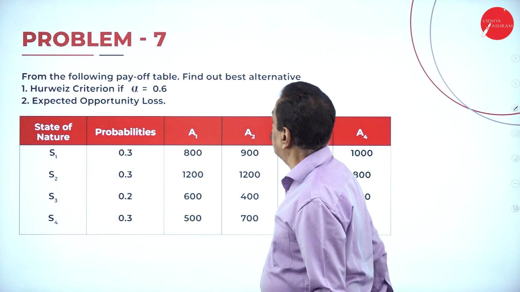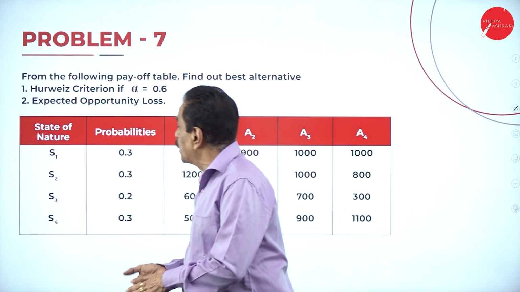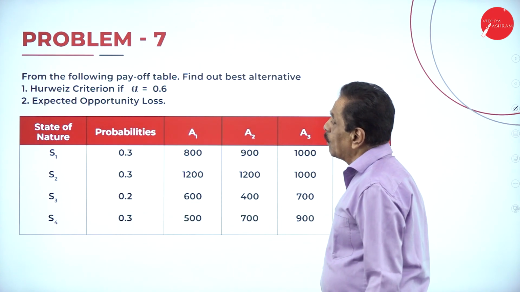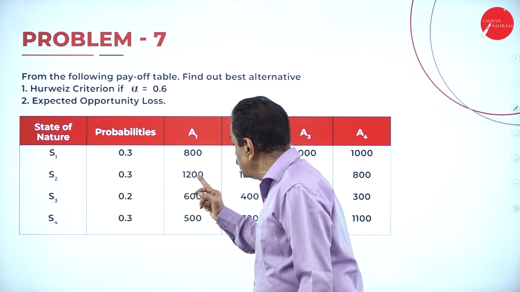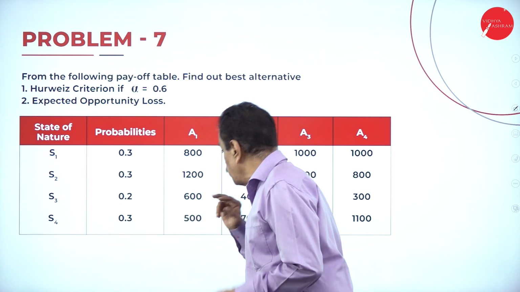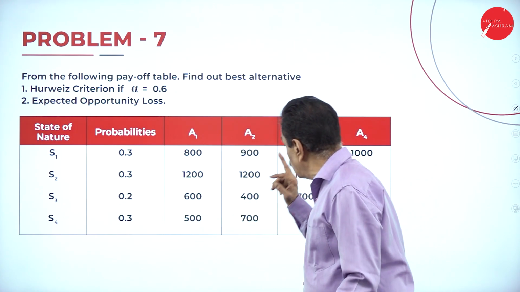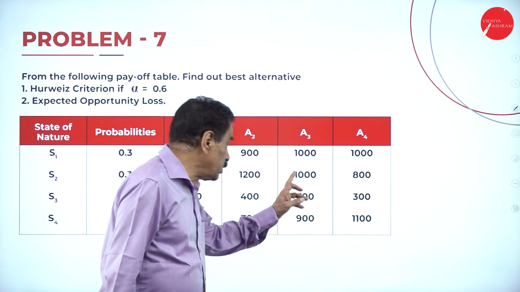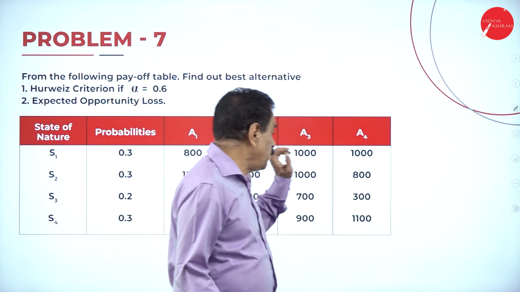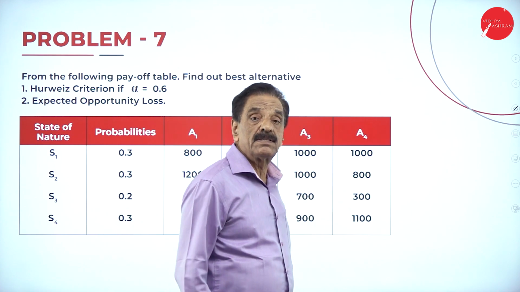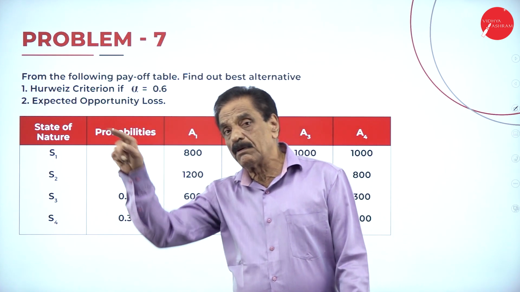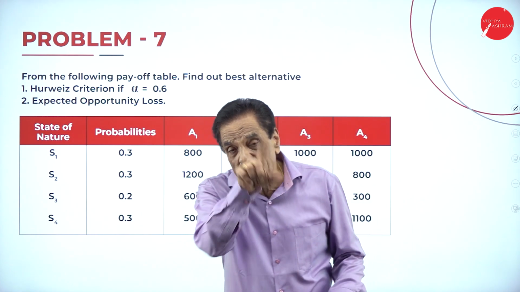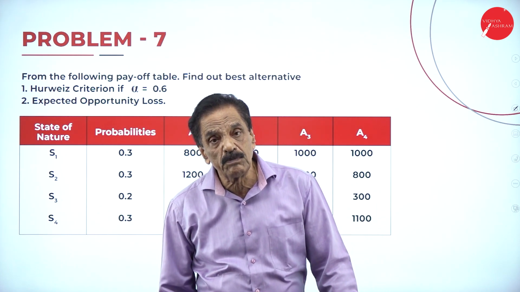From the following payoff table, find out the best alternative by Hurwitz criteria, if alpha is 0.6, expected opportunity loss. So how are you doing Hurwitz criteria? A1, maximum payoff is 1200, minimum payoff is 500. Here also maximum payoff is 1200, minimum is 400. Here maximum payoff is 1000, minimum is 700. Maximum is here 1100, minimum is 300. What is the formula? Alpha into maximum payoff plus 1 minus alpha into minimum payoff.